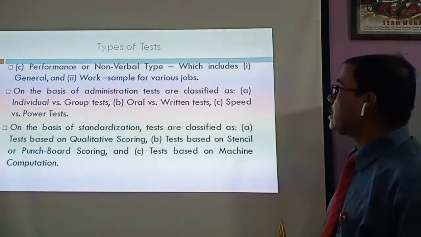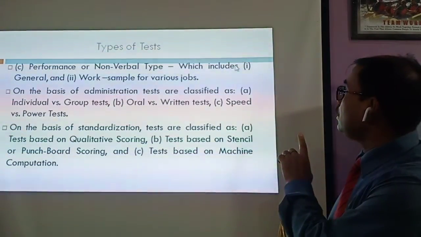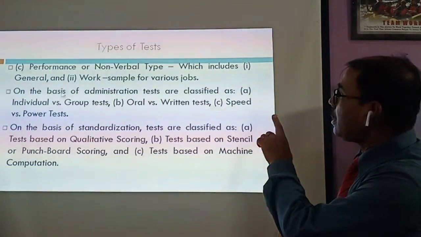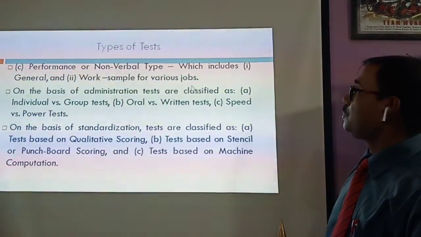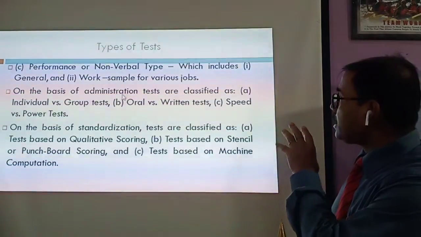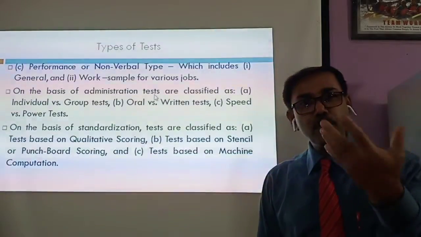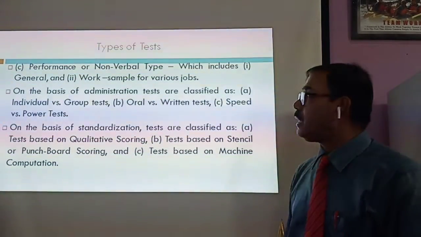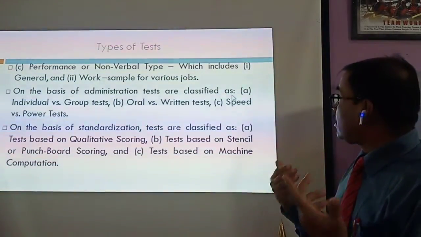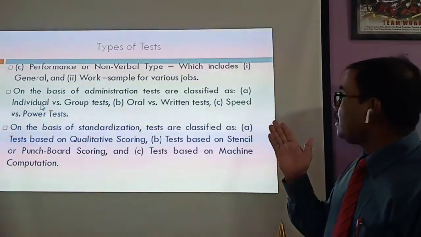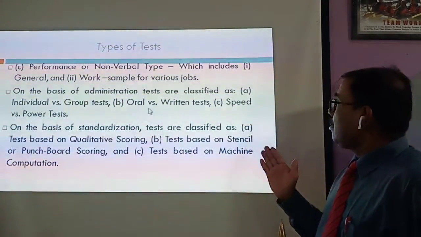Let us go back to the next slide. Performance or non-verbal type of test is also there, which includes general and work sample for various jobs. On the basis of administration, means how to administer, how to apply the test, tests are classified as individual versus group test, oral versus written test.